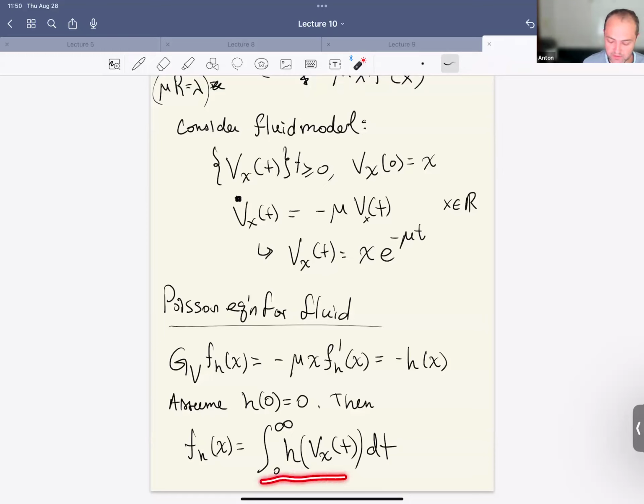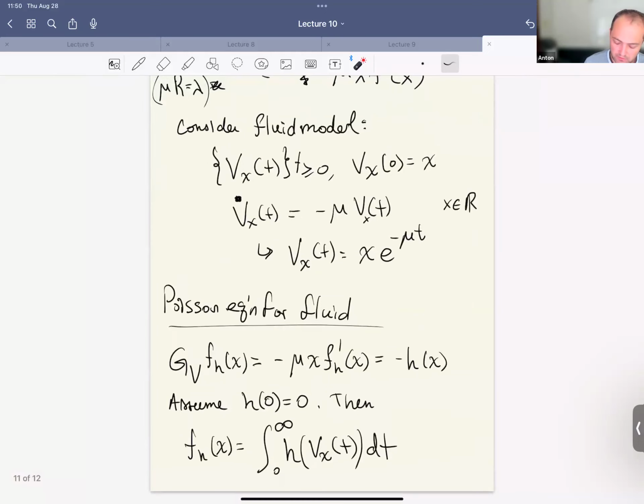And now, if you look at this form, maybe you appreciate why we need h of 0 to be 0, because, of course, the fluid model converges to 0. If h of 0 is anything but 0, this integral is not well defined. It's infinite or negative infinite. Okay?